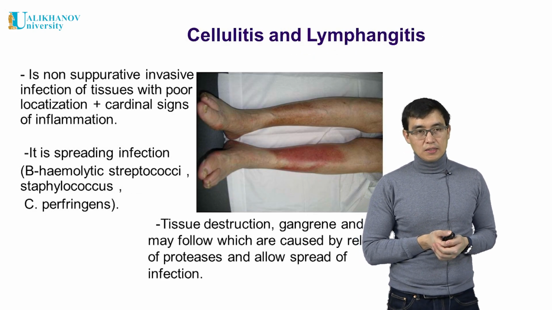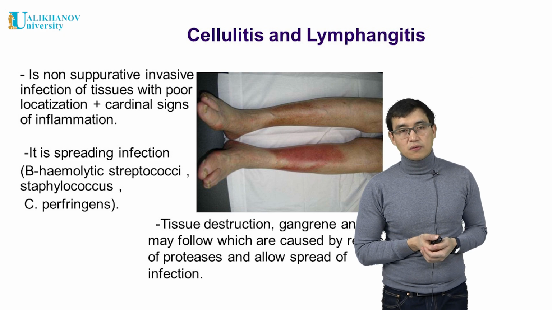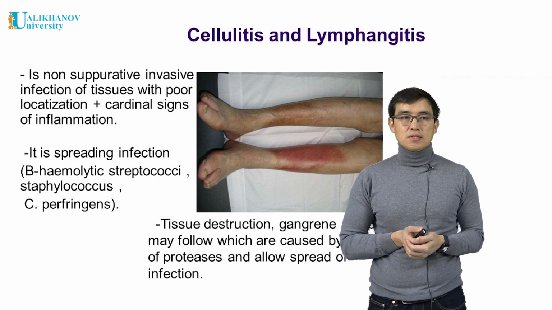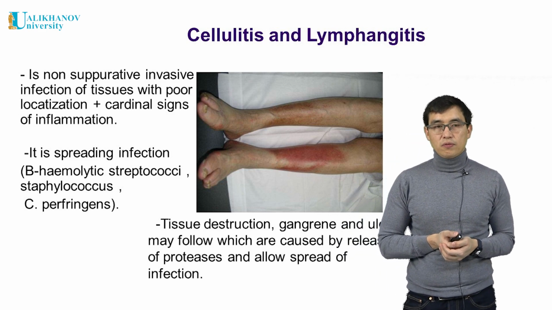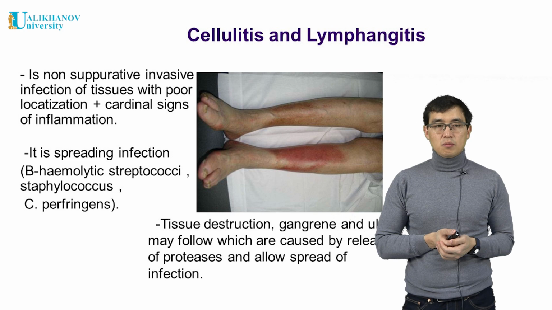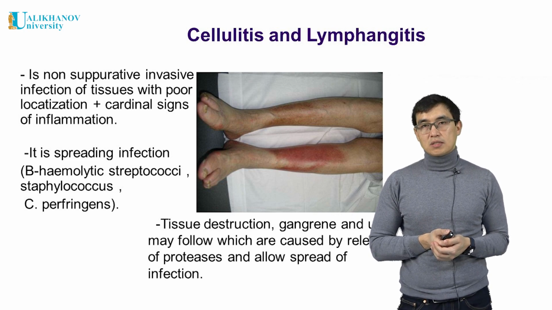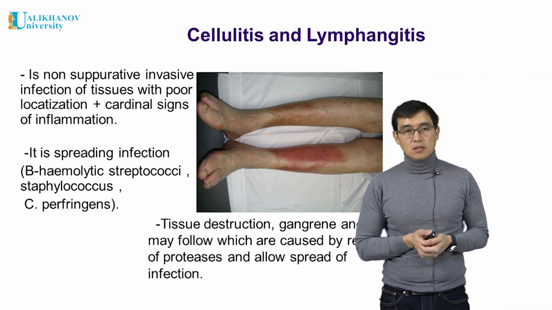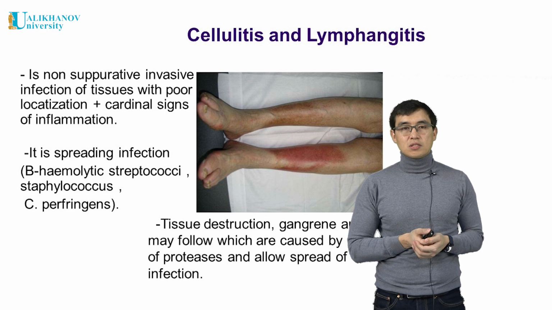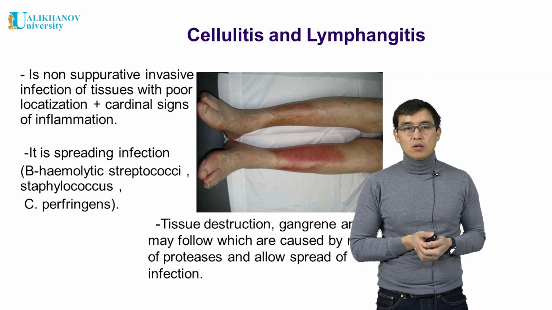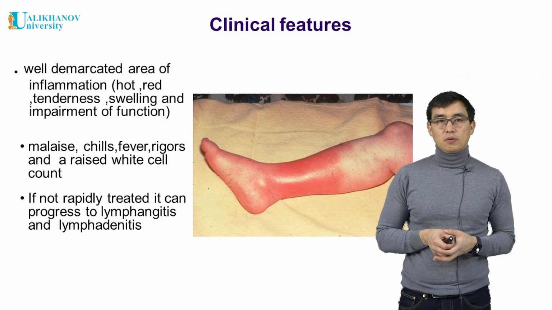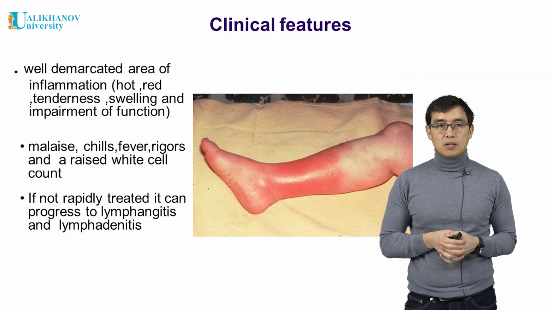Cellulitis and lymphangitis is a non-suppurative invasive infection of tissue with poor localization plus cardinal signs of inflammation. It's a spreading infection by the major host. It's beta hemolytic streptococci and staphylococcus and Clostridium perfringens. Tissue destruction, gangrene, and ulcer may follow, which are caused by release of proteases and allow spread of infection. Clinical features: well demarcated area.